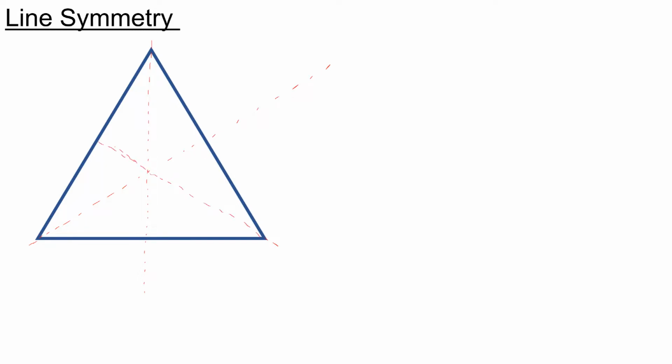And interestingly enough, with a triangle or with an equilateral triangle like this, all of the lines of symmetry meet exactly in the center, or along the medians of the triangle, as we'd say. So that's an example of lines of symmetry.